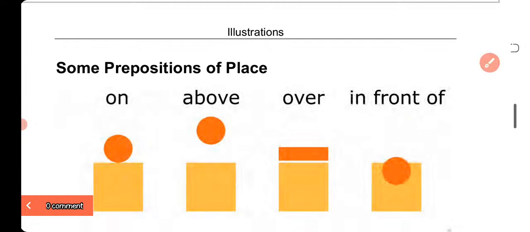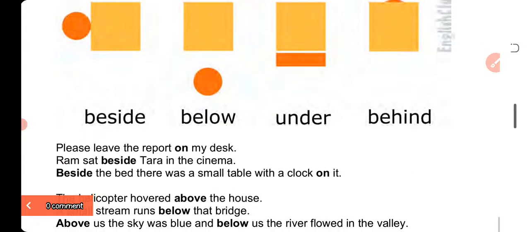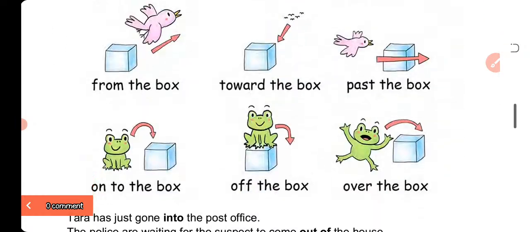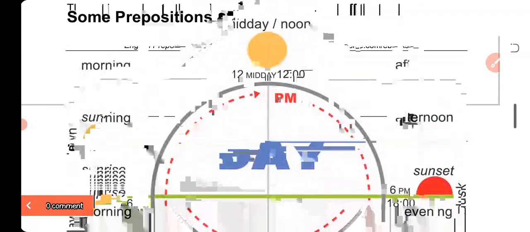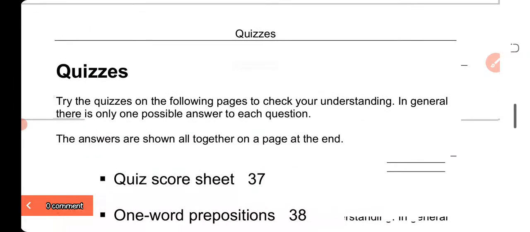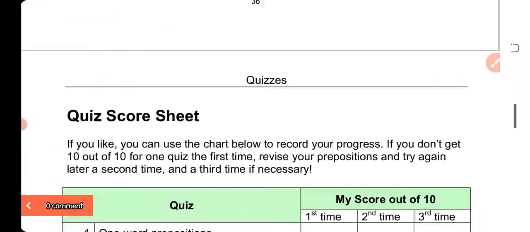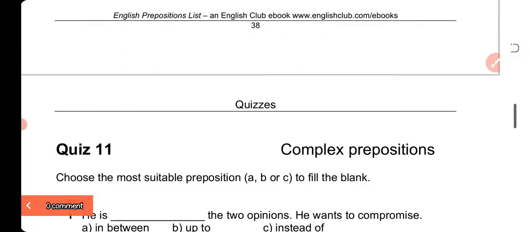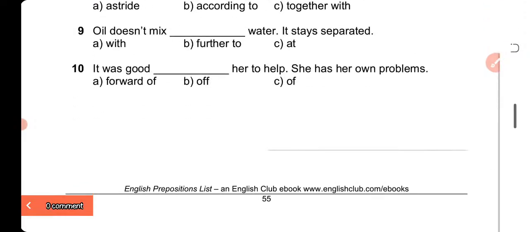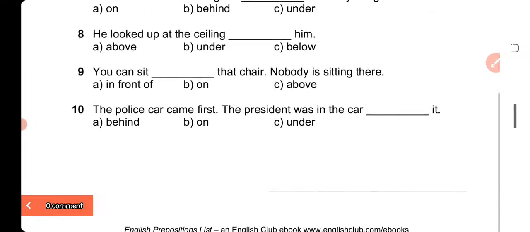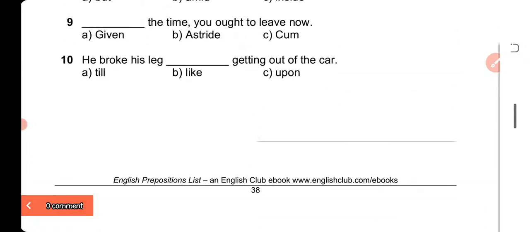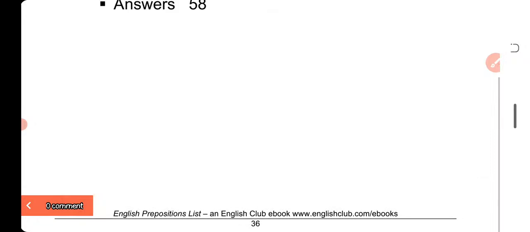The next use of on is to show dates and days. Let me find if it is here or not. If not, then we'll definitely talk about it. We have quizzes as well to make sure we have learned things properly. We will talk about these quizzes later.